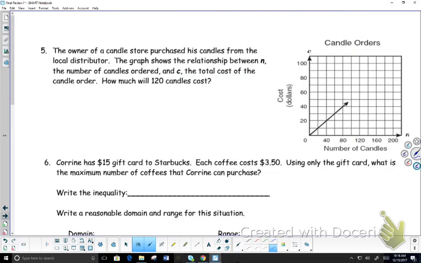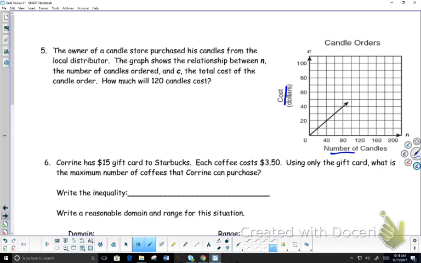Let's see. The owner of a candle store purchased his candles from the local distributor. The graph shows the relationship between N, the number of candles, and C, the cost of the candles. Okay? So the cost depends upon the number of candles. How much will 120 candles cost?